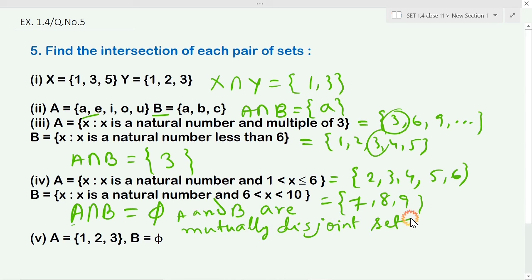sets. Okay. Now the last is A equals 1, 2, 3, and B equals empty set, but there is no common element between A and B because B contains no elements. So A intersection B equals empty set. So it is also mutually disjoint sets. Okay.